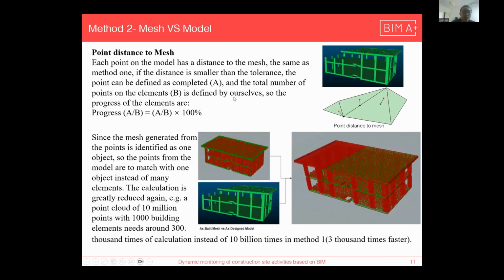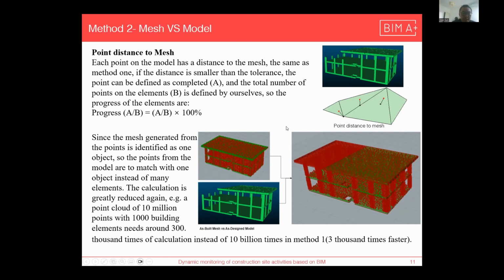Okay. Each point on the model has a distance to the mesh, the same as method one. If the distance is smaller than the tolerance, the point can be identified as completed. And the total number of points on the element, B, is defined by ourselves. So the progress of the element is A divided by B, multiplied by 100%.